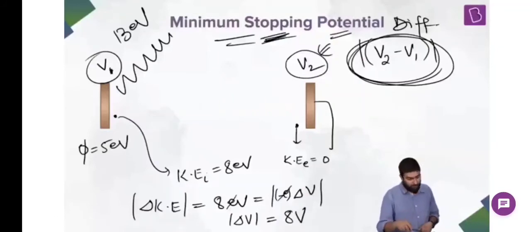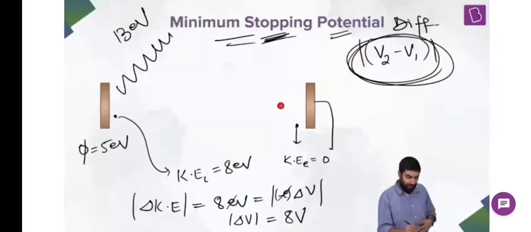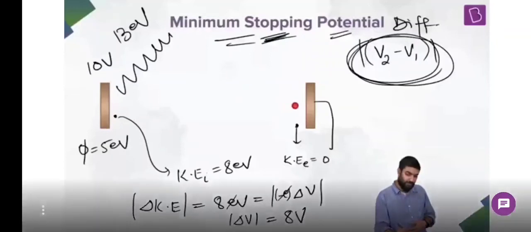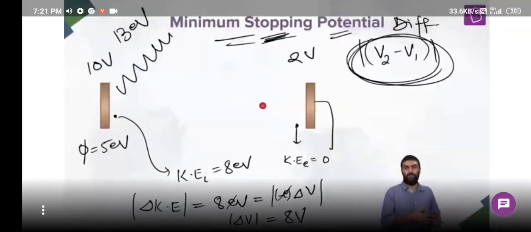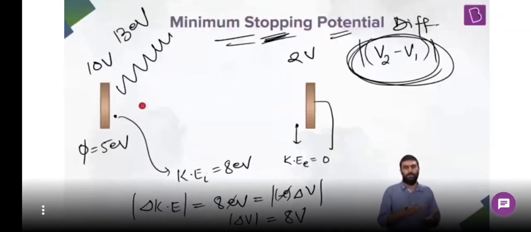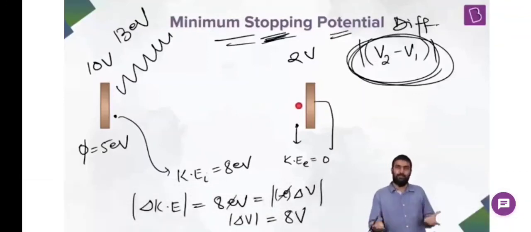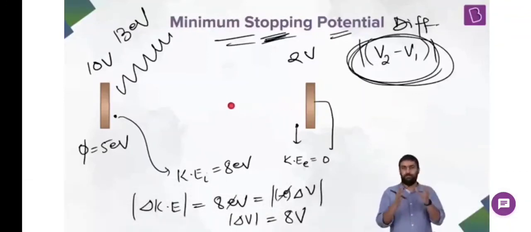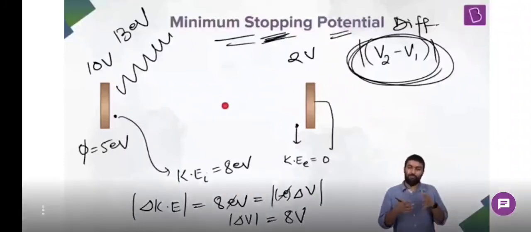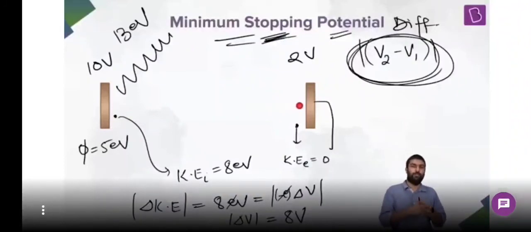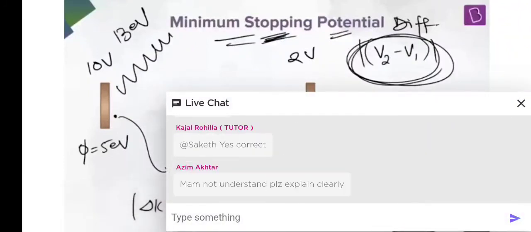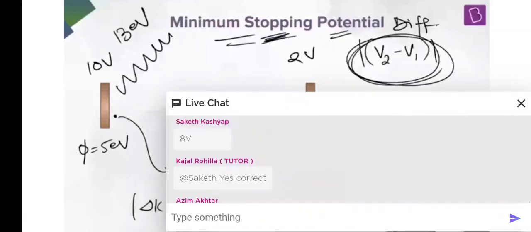Now this could be anything. For example, if we have a difference of 8, this could essentially be 10 volts and 2 volts. This could essentially be 20 and 12. This could be 100 and 92, anything for that matter. But the difference should be 8. So minimum stopping potential or minimum stopping potential difference, both are essentially the same thing, synonymously used. And this is what the question is trying to say when it says that.